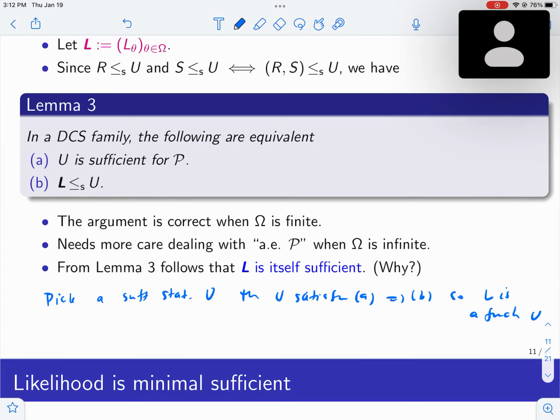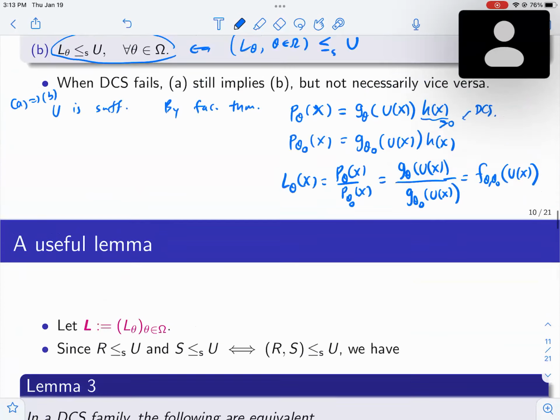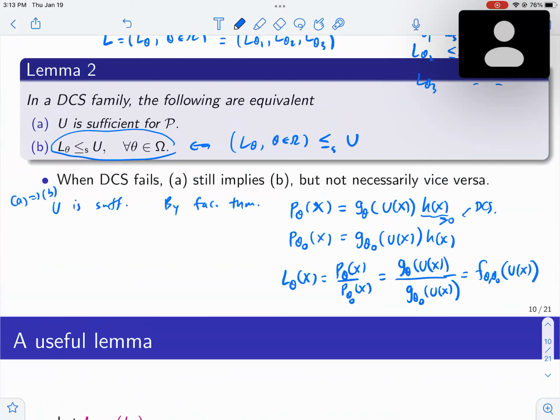And because the second one holds, I can apply the second one with U being L, which implies A, which is saying that L is sufficient. So B implies A gives you the fact that L is sufficient. A implies B shows that it's minimal, so it's minimal sufficient. You just have to go through it and think a little bit about this. It looks like cheating, but we're not cheating.